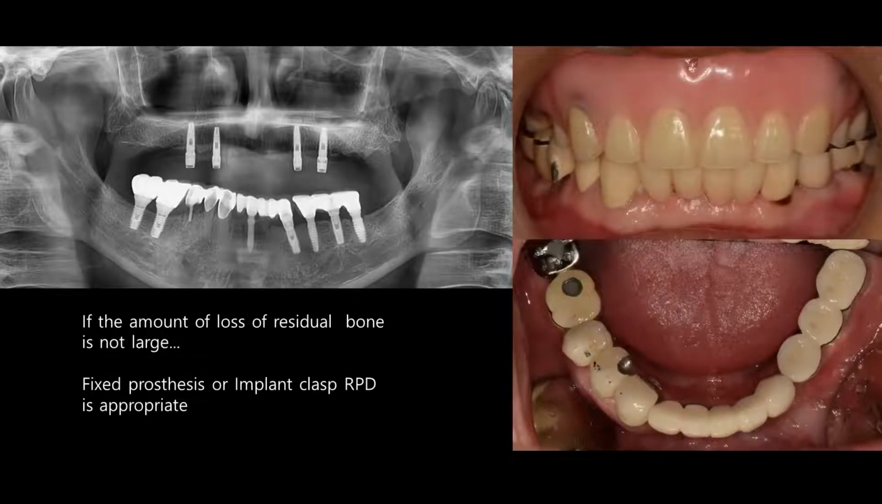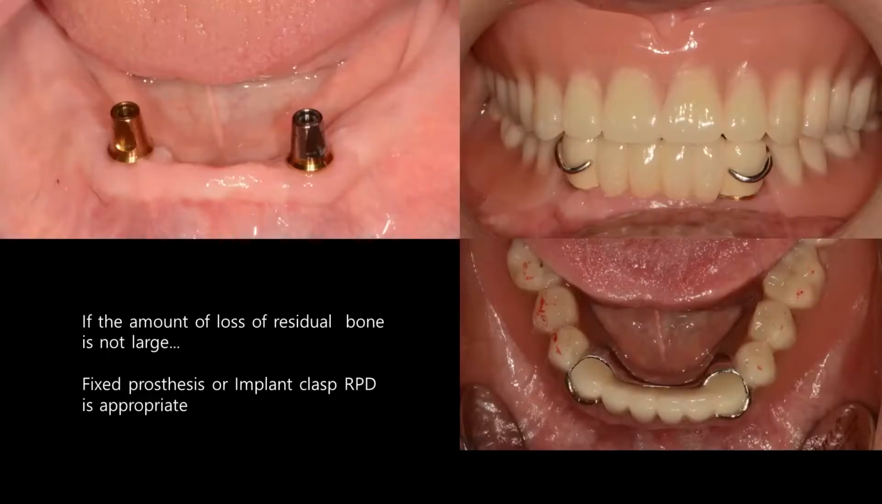I provide a fixed prosthesis for the lower. If the amount of tissue loss is not significant, you can provide a fixed prosthesis or implant clasp RPD. Because the amount of tissue loss was not significant, the implant clasp RPD was provided for restoration because of economic condition. I think this kind of restoration is a viable option.